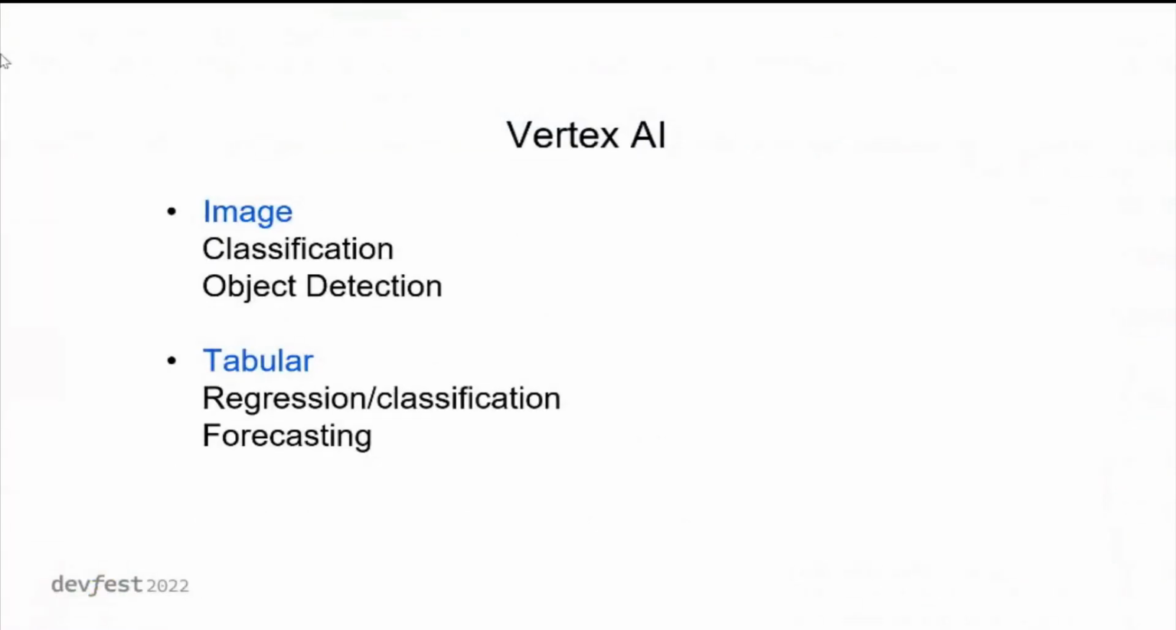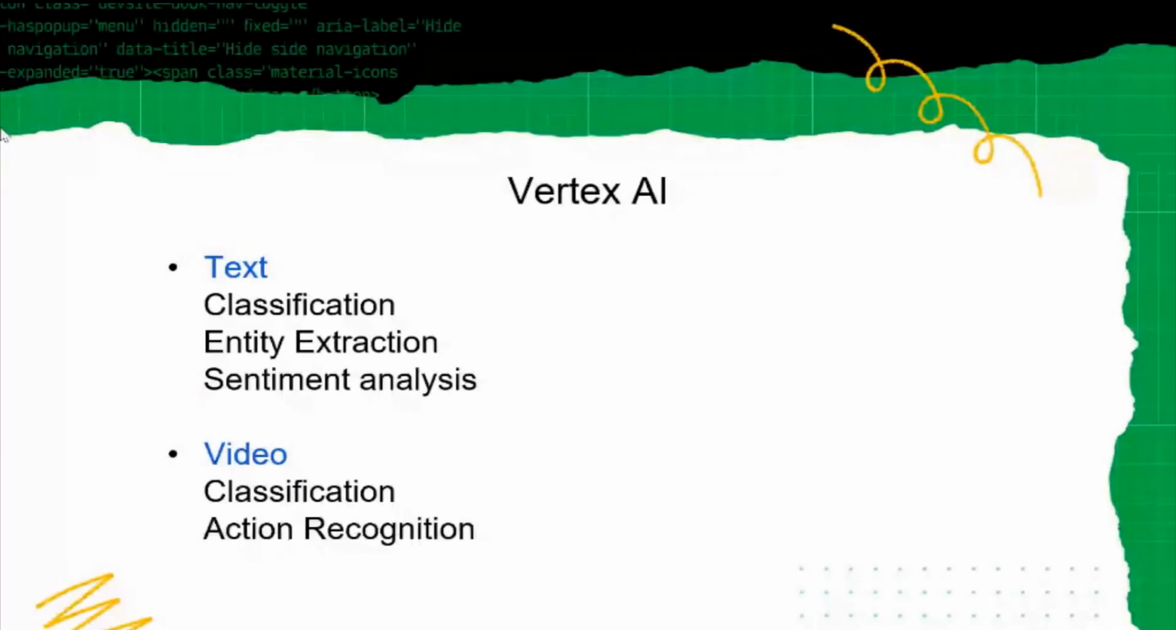If I talk about certain kinds of ML or deep learning problems which can be handled over Vertex AI: in image, we can handle classification or object detection problems. If I talk about tabular data, then regression, classification, or forecasting problems we can handle. If I talk about text data, then text classification, entity extraction, sentiment analysis, all these kinds of use cases can be solved over Vertex AI. Video again, classification and action recognition can be taken care of.